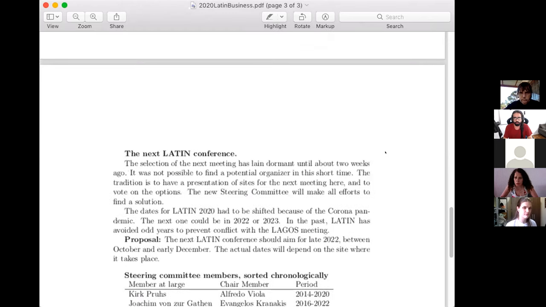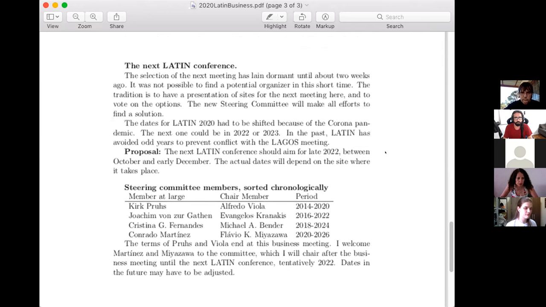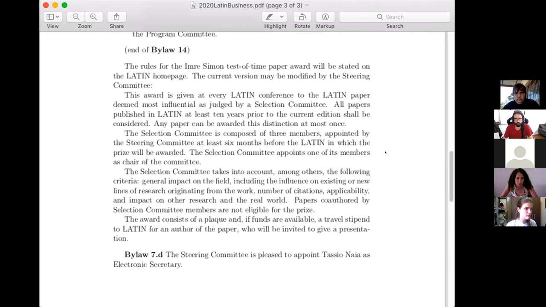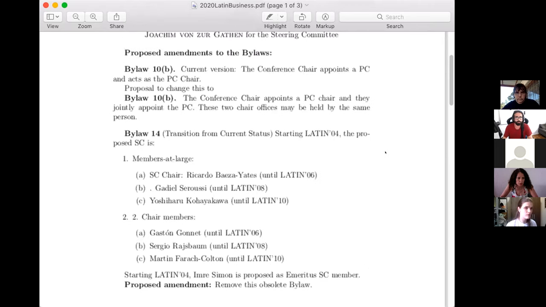Okay, so maybe you go to the first proposal, and we slowly check that nobody has comments on each of the bylaw proposals. So this is the first one, a minor change in the way the conference chair and the PC chair are defined. If anyone has any comments on this proposal of change to the bylaw.